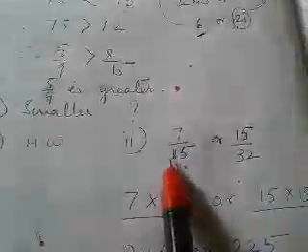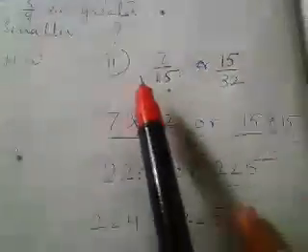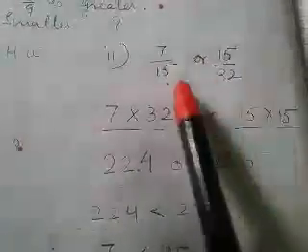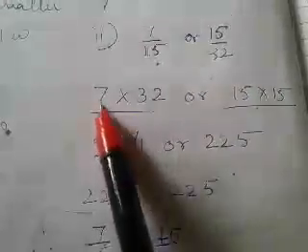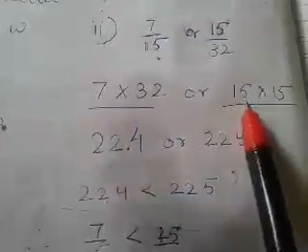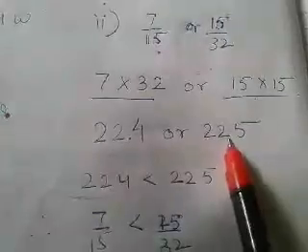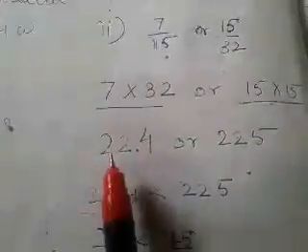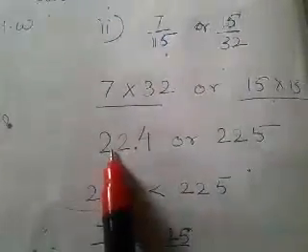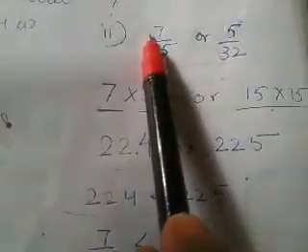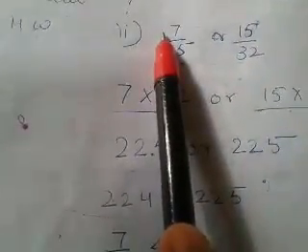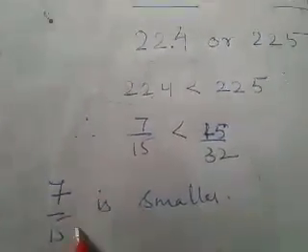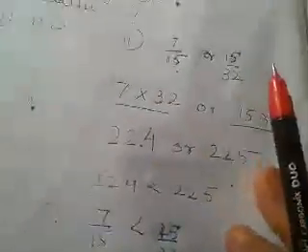Which ratio is smaller? Again same method, cross multiplication: 7 multiplied by 32 and 15 multiplied by 15. 7 into 32 is 224 and 15 into 15 is 225. Now which is smaller? Find out which is smaller. 224 is smaller. 224 is on the LHS, means the LHS ratio is smaller. So 7 by 15 is smaller. This is the way you have to write the answer if this question comes.